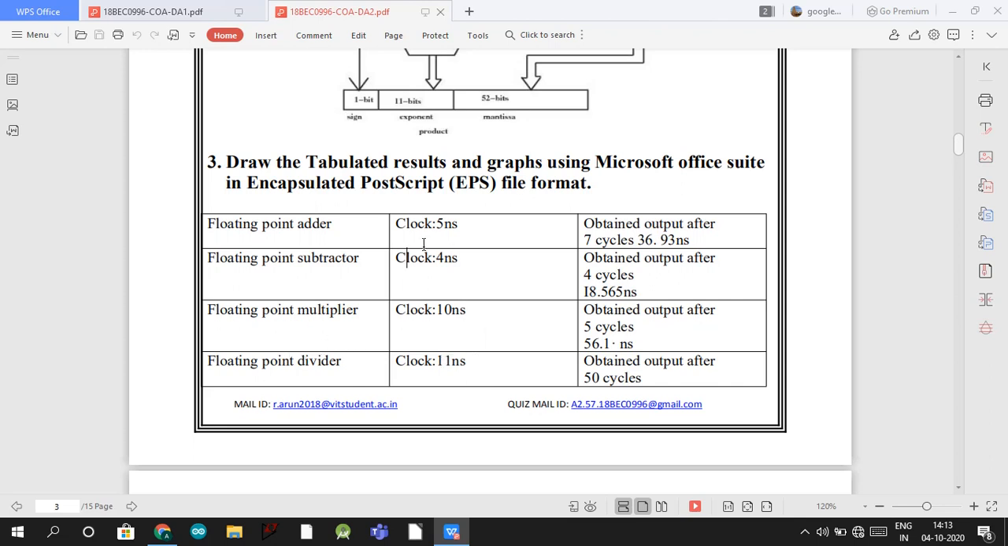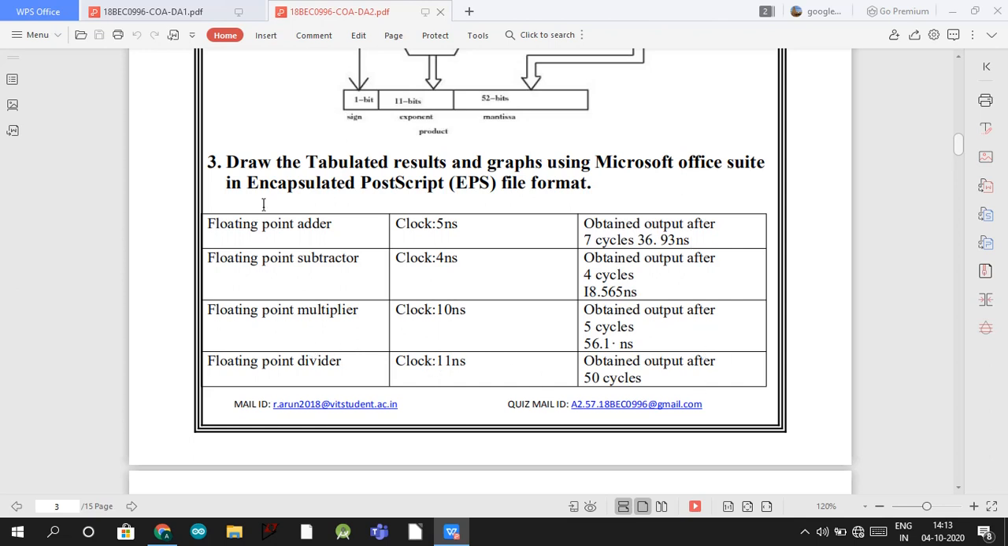For example, the floating point adder gives the output after 7 cycles, at 36.93 nanoseconds. The subtractor gives the output after 4 cycles, at 18.565 nanoseconds. The multiplier gives the output after 5 cycles, at 56.91 nanoseconds. The divider takes 50 cycles.